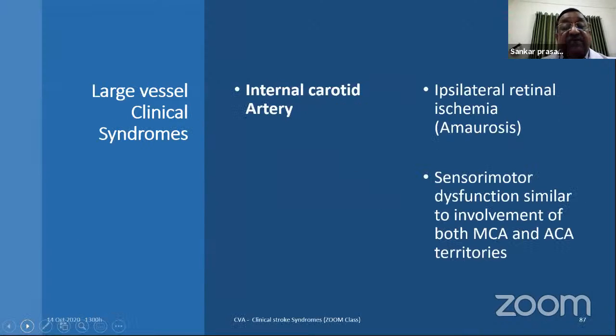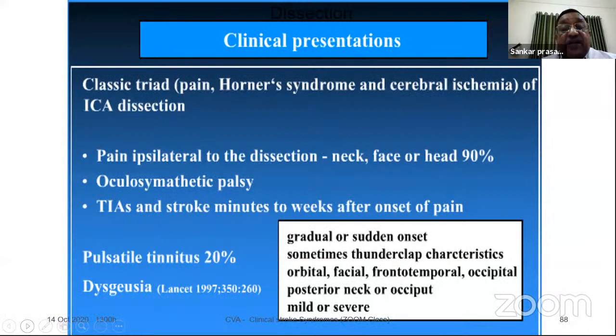He can be saved before developing a full-blown infarct. Ipsilateral retinal ischemia, sensory motor dysfunction similar to the involvement of both MCA and ACA territories, easy to remember if it is total internal carotid artery.